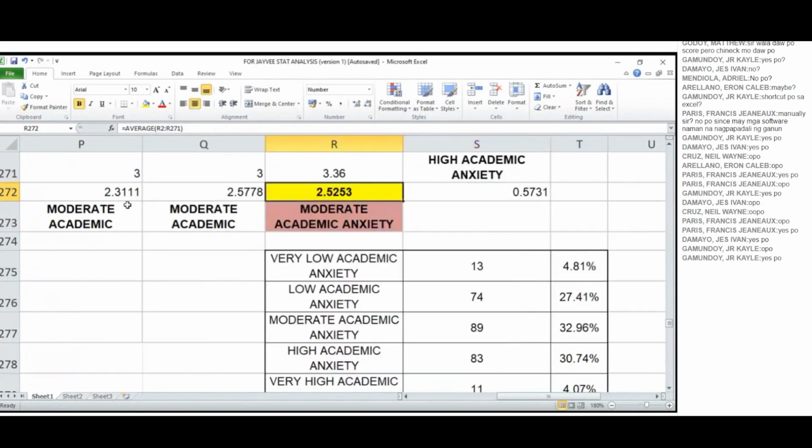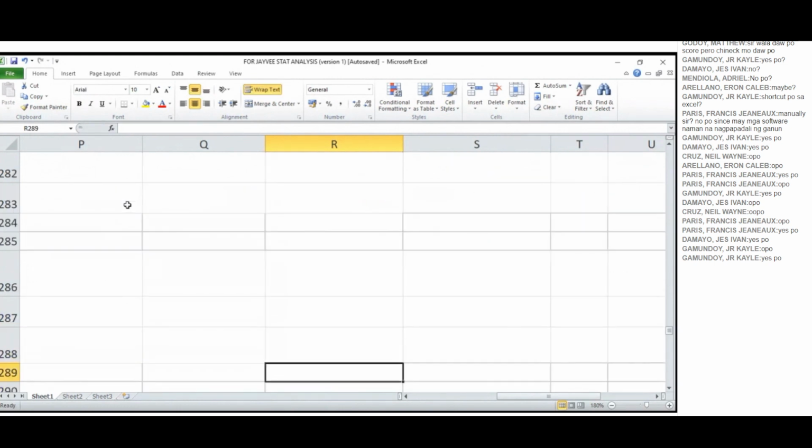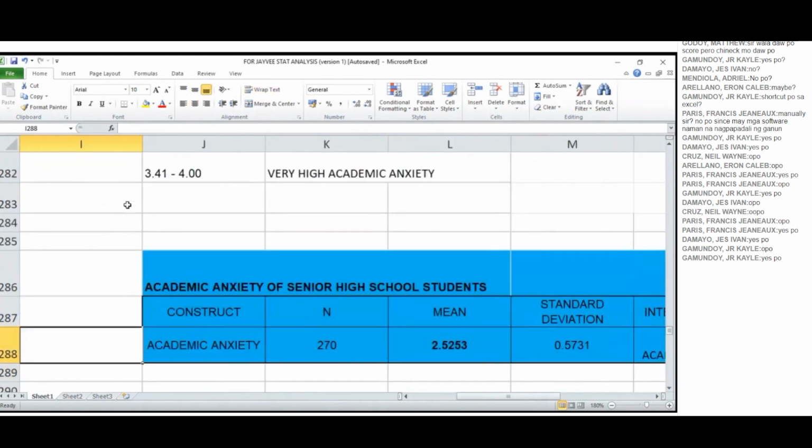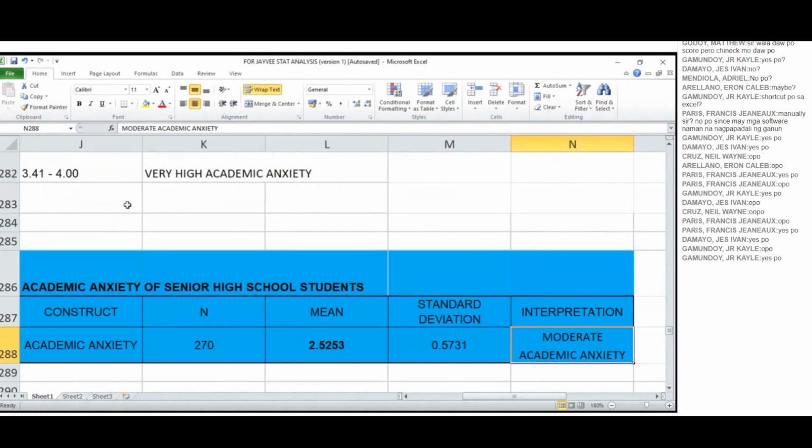They have found out that the mean academic anxiety is 2.2523, with the interpretation moderate anxiety. So you have to report that using a table that looks something like this. So you have your construct, which is your academic anxiety. The number of respondents is 270 students or 270 respondents. The mean is 2.5253. The standard deviation is 0.5731. And the interpretation is moderate academic anxiety.